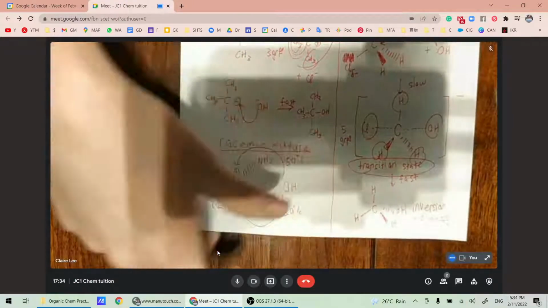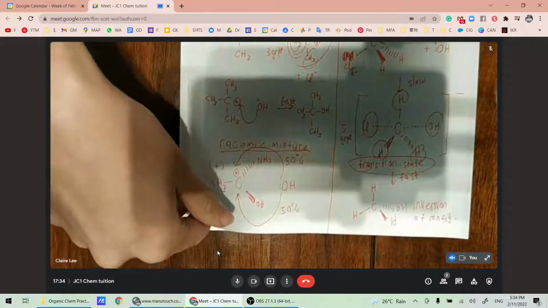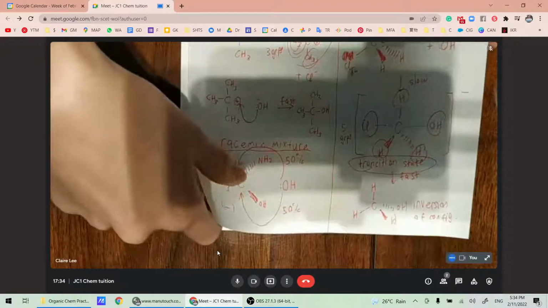Okay, so this is the nucleophilic substitution lesson, I suppose.